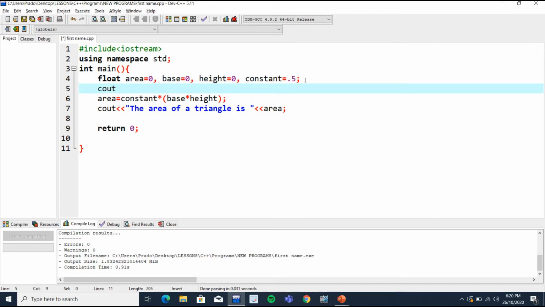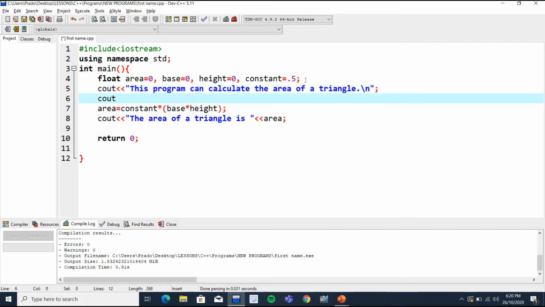So, cout. So, lagyan din natin ng simple display before natin kunin yung base at saka height. So, this program can calculate the area of a triangle. Ayan. Then slash n, semicolon, and then we will get the base and the height from the user.